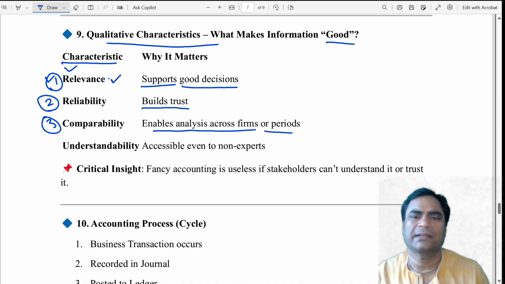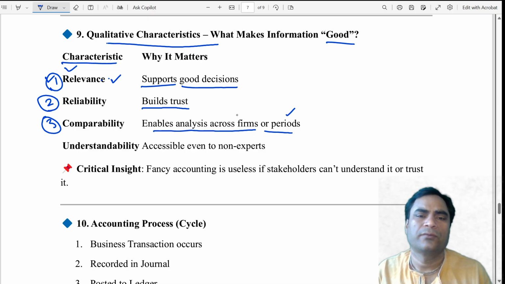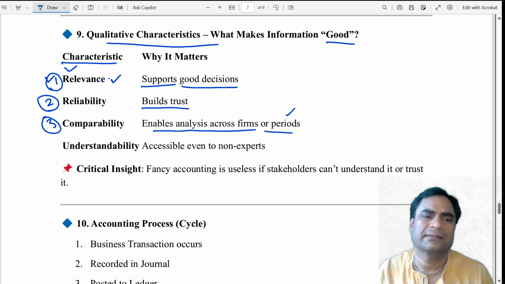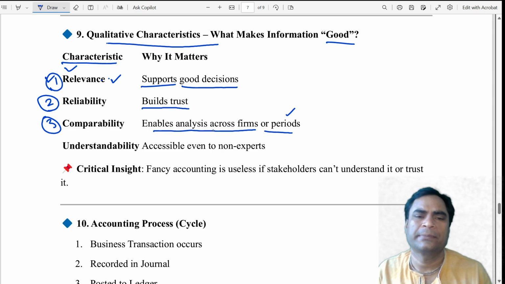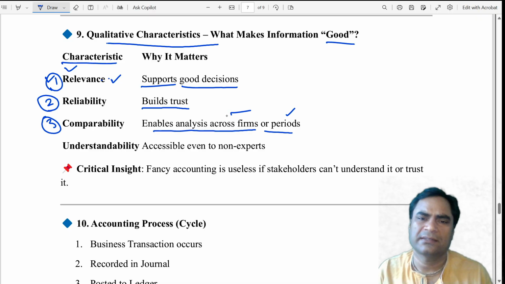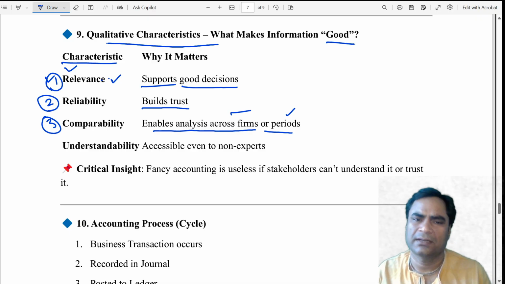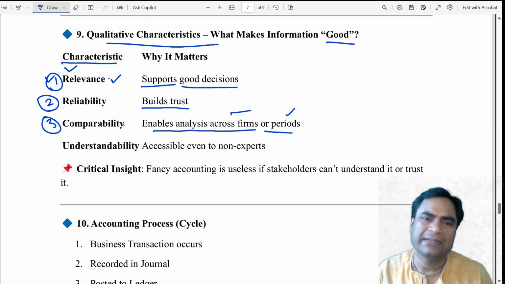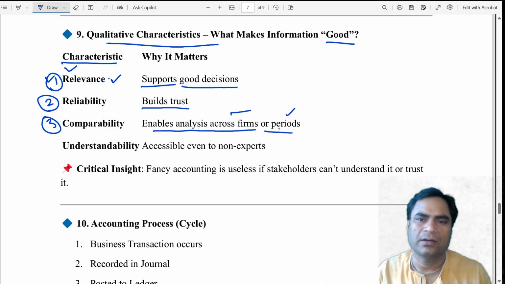This is called comparison across periods. The comparison of this year's performance with the previous year's performance. Or you can compare one firm's performance with another firm's. This is called comparability, or you can say comparison across firms, the comparison of one firm from another. Okay, so comparability enables analysis across firms or across periods.